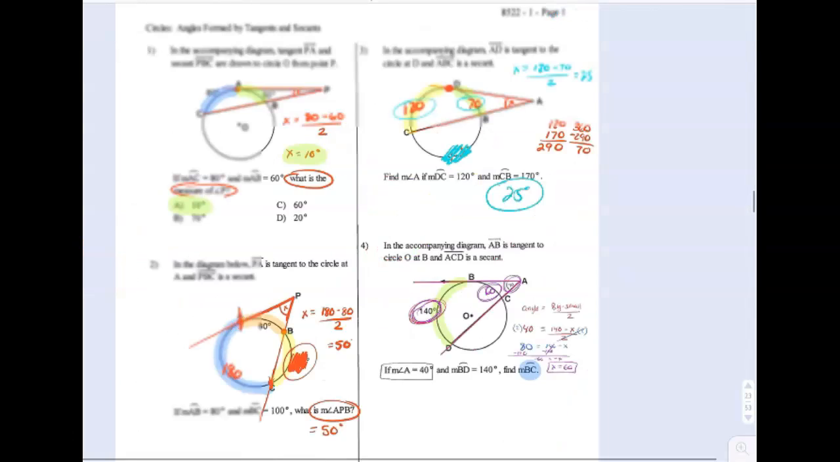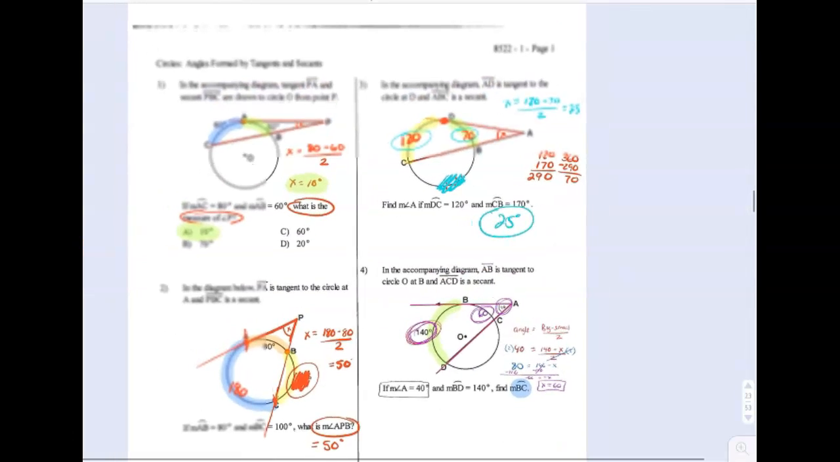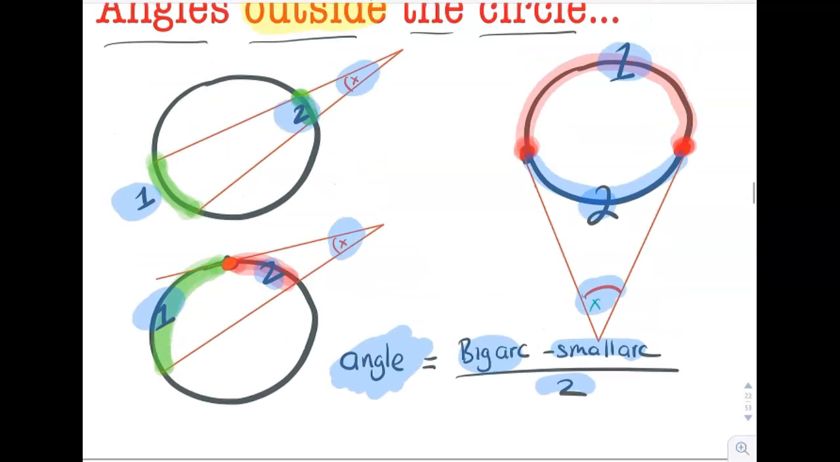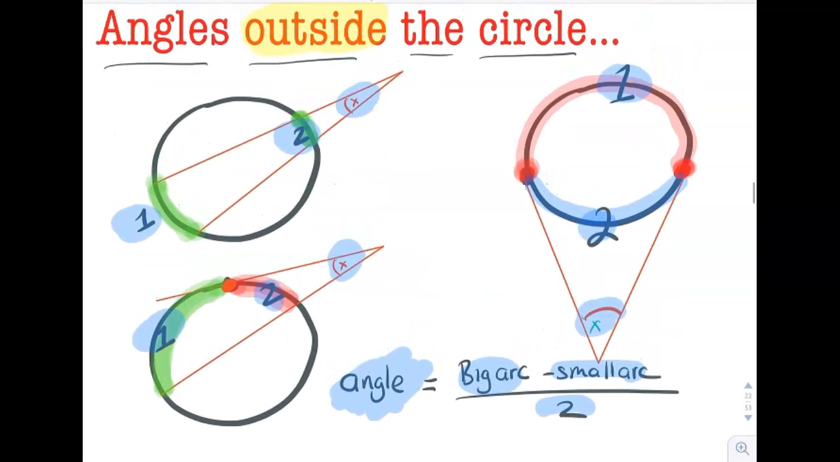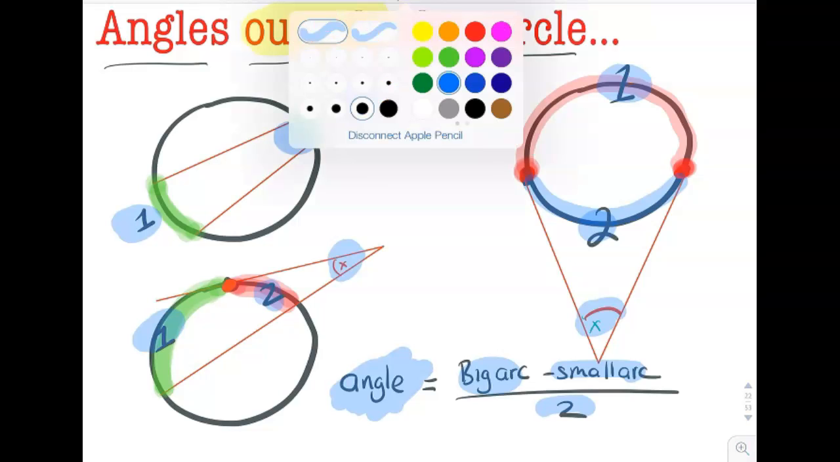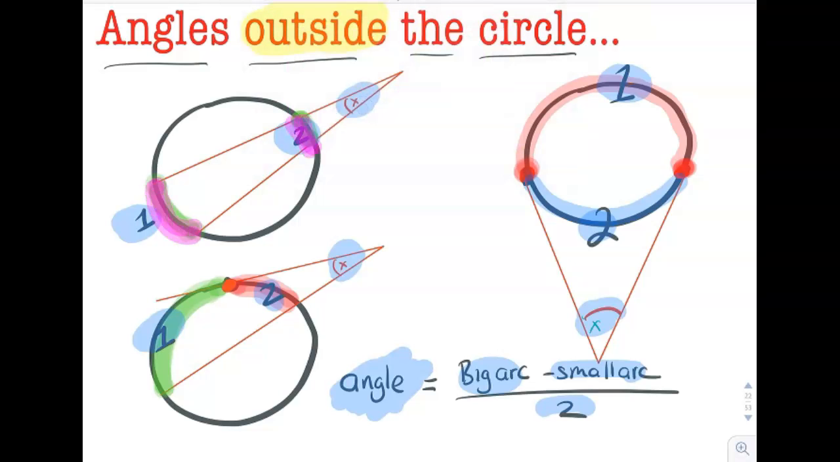So remember, the moral of the story here, these four all happen to be secants and tangents, but anytime you have an angle outside of the circle, you just subtract the two arcs and divide by 2. Subtract the two arcs and divide by 2.